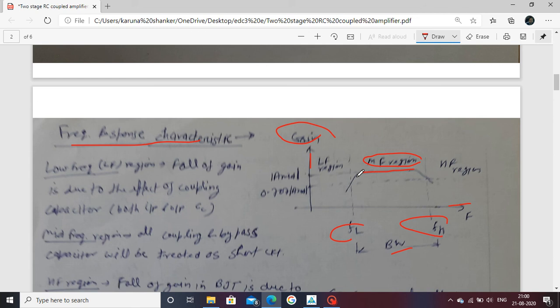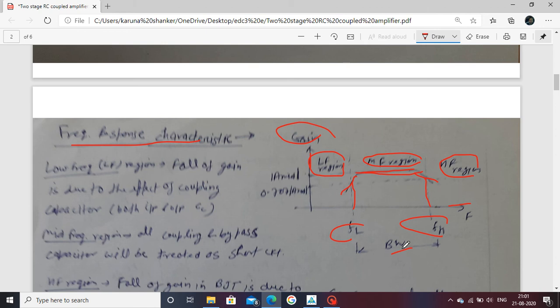Here the gain also decreases at a particular frequency. Suppose this is a cut point on the x-axis, and this is the cut point here, this is FH on the x-axis. It means in the lower frequency region the gain decreases, and in the higher frequency region the gain also decreases. Below FL the gain is reduced, and above FH the gain is also reduced. Between FL and FH, the gain is constant.